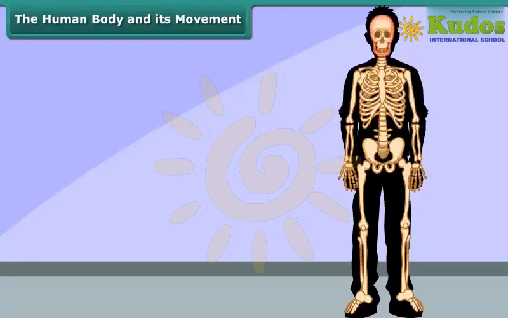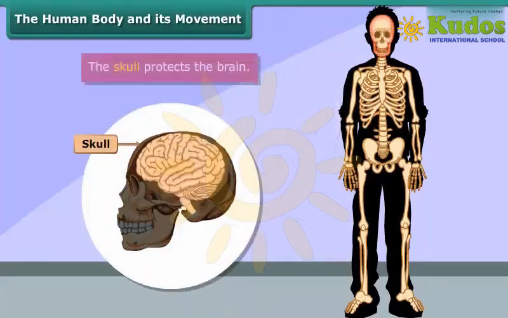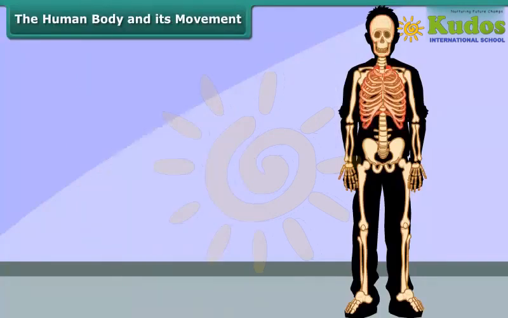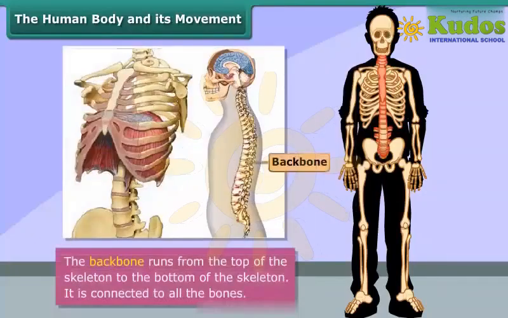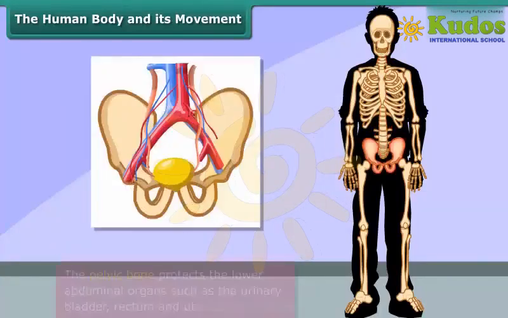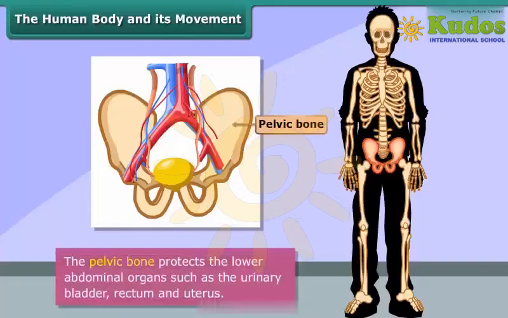Most of the bones protect our organs, like the skull protects the brain, while the rib cage protects the lungs, heart, stomach, abdomen and liver. The backbone runs from the top of the skeleton to the bottom of the skeleton. It is connected to all the bones. And the pelvic bone protects the lower abdominal organs such as the urinary bladder, rectum and uterus.